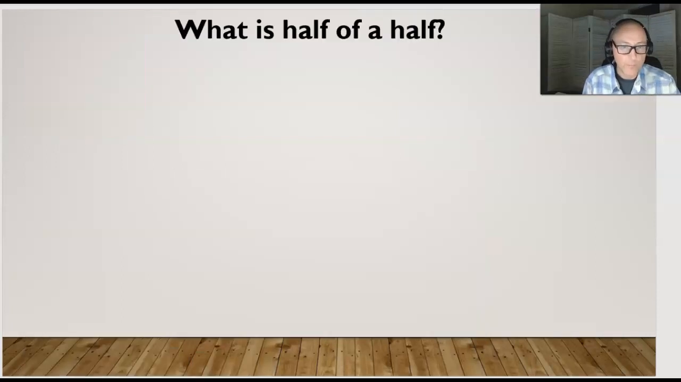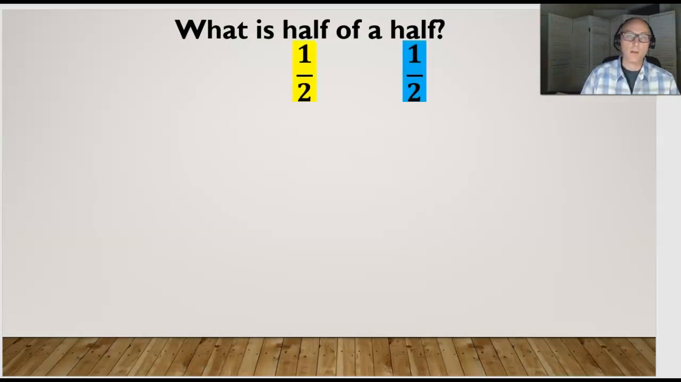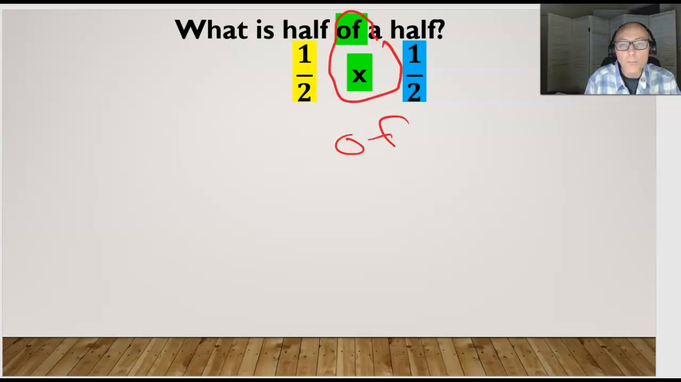In the meantime, what is half of a half? This goes back to our bell ringer. Our bell ringer asks, what is half of a half of a half? Well, let's do what is half of a half first and then take half of that, whatever that is. So remember, you ever hear the word of? Of means multiply. What two-letter word means to multiply?